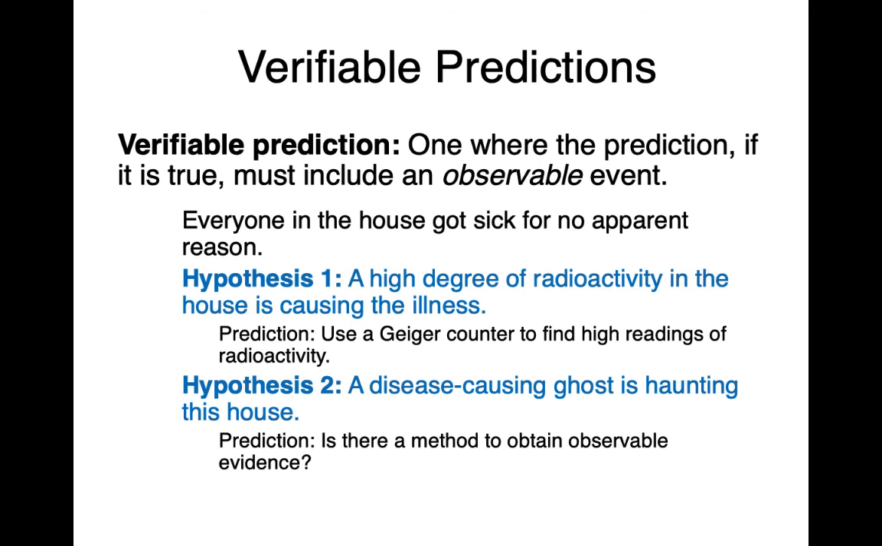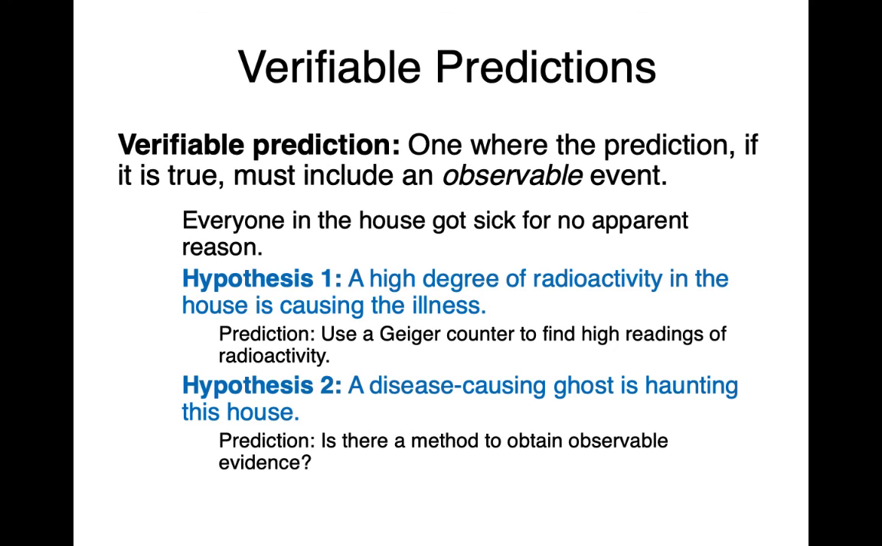Suppose everyone in the house gets sick for no apparent reason. Why? One hypothesis: there's a high degree of radioactivity in the house. It's causing the illness. And so you predict that if you get a Geiger counter, which measures radioactive decay, it's going to show high readings of radioactivity, right? So if you did see those high readings, you'd have some support for your theory that it's radiation. Of course, it could be something else still, but you'd have some support for your theory. If you didn't see the high radiation, if you saw no change in the radiation, then that hypothesis would be dead.